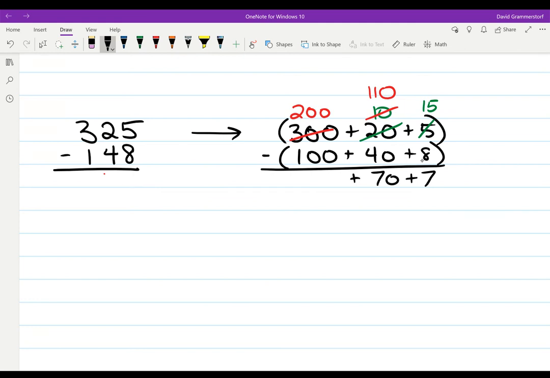Can I solve what's going on in the hundreds column? 200 minus 100. Sure, I can. It's 100. That number rewritten in standard form is 177. Let's see what that looks like in standard form.